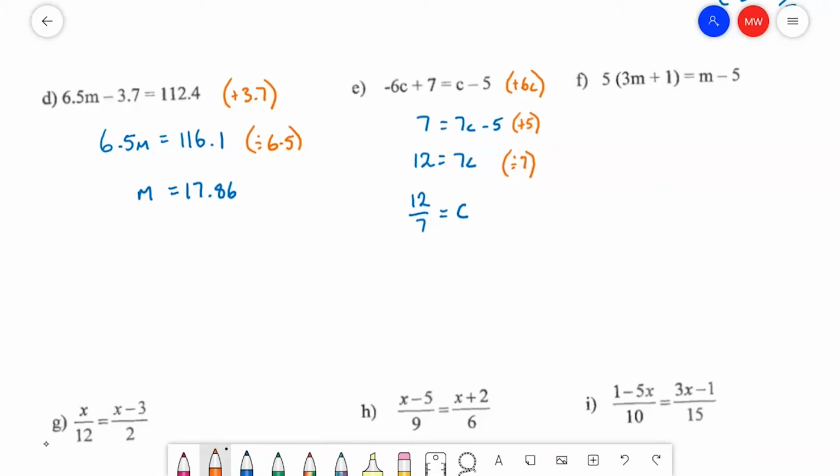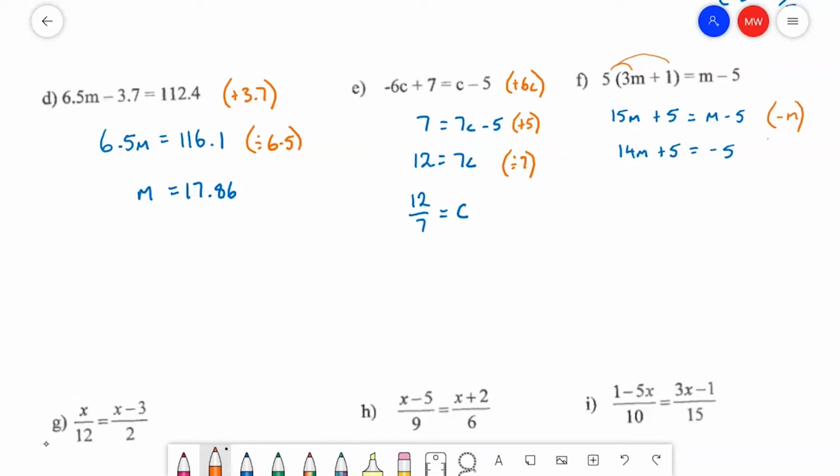We're going to have to expand before we start. So remember, that's just that times that times that, okay? So we've got 5 times 3m makes 15m's. 5 times 1 makes 5. We've got m minus 5 over here. Let's target the single m first. It's a positive m, so let's take it away. Now all I've got is 14m's and 5. And on this side I've got minus 5.